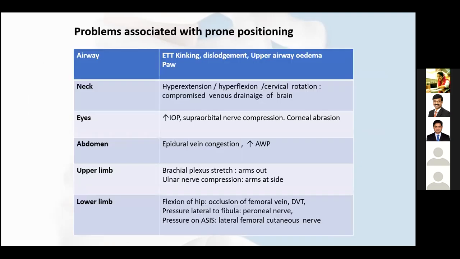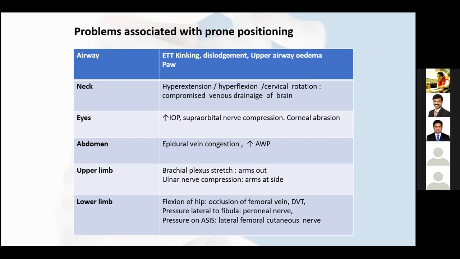The problems associated with prone positioning: right from the airway, endotracheal tube kinking or dislodgement can occur, upper airway edema can occur, and the airway pressure can increase. When the neck is not placed properly, or is hyperextended or hyperflexed, there could be a compromise of the venous drainage of the brain. When there is compression on the eyes, the intraocular pressure increases, supraorbital nerve compression can occur, and even corneal abrasions can happen. When the abdomen is much compressed, epidural vein congestion can happen and the airway pressures can also increase.